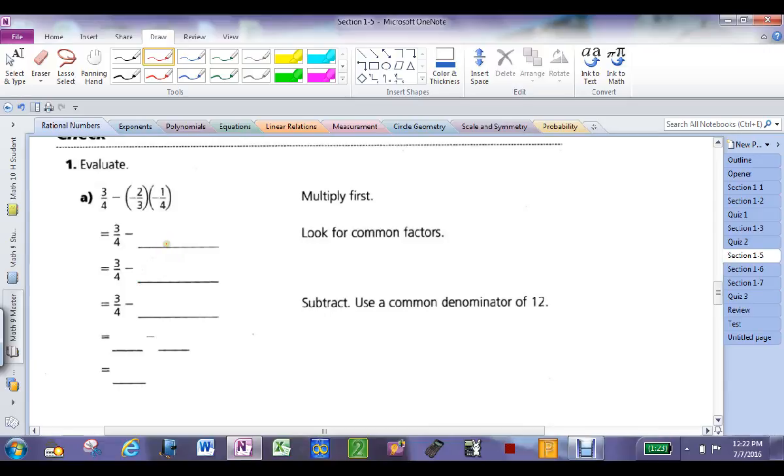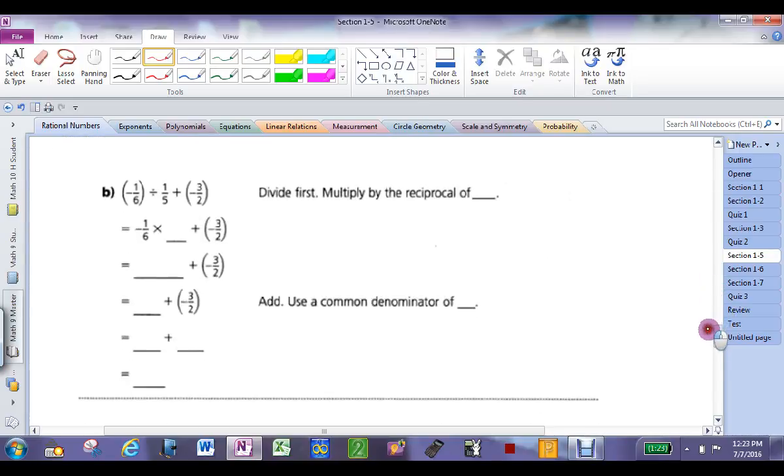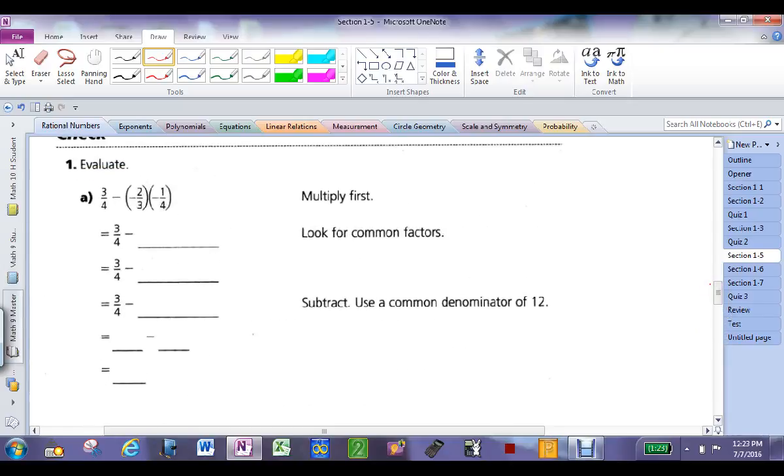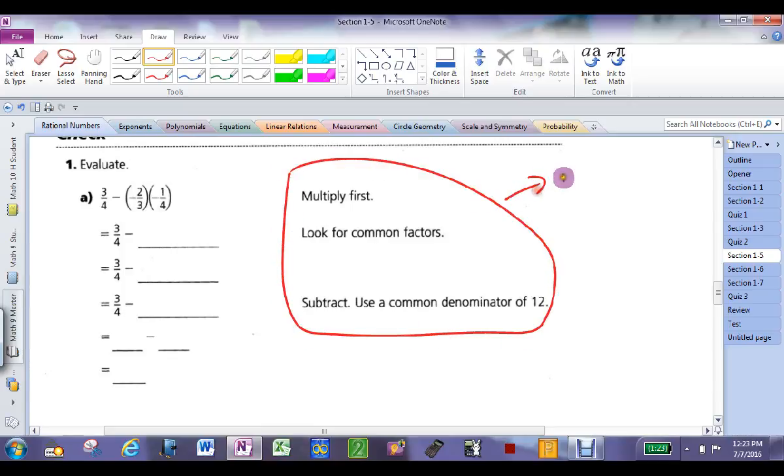Remember, you don't need to fill in every blank. And you can do the next one too. Remember, you don't need to fill in every blank. Do what works for you. Remember this over here? This is your thinking. This is to help you get ready to do it on your own.